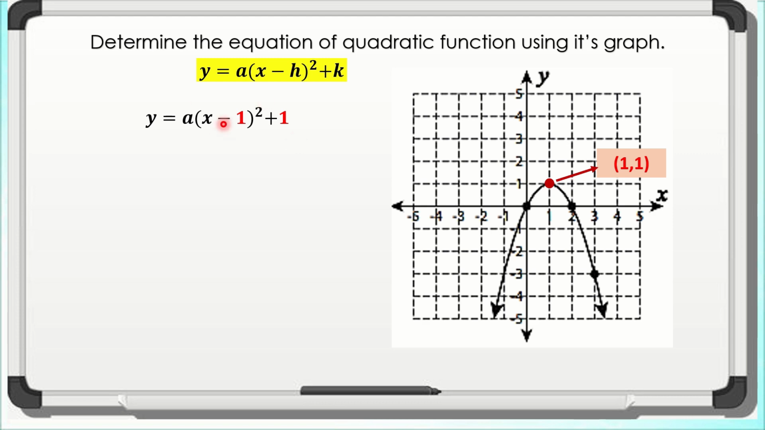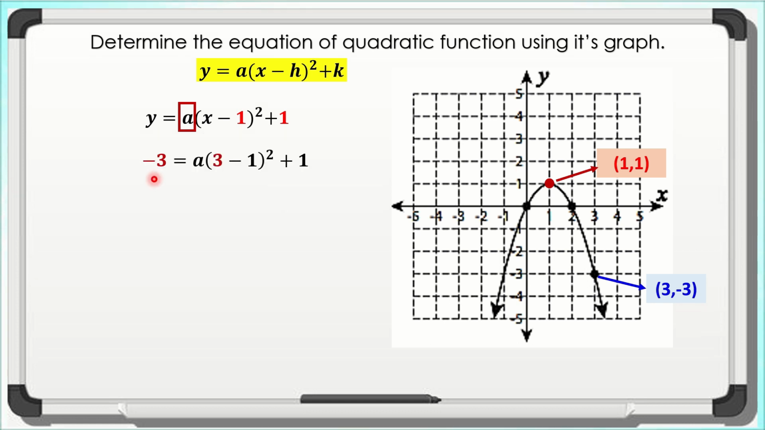And from here, let us identify the value of a. So I'll be picking any point from this parabola. So I'll pick 3 and negative 3. So from here, let us substitute it into our equation. So we have negative 3 is equal to a times the square of 3 minus 1, plus 1. And 3 minus 1 is equal to positive 2. And 2 squared times a is equal to 4a. Therefore, we have negative 3 is equal to 4a plus 1.